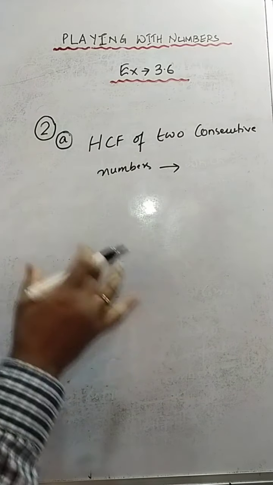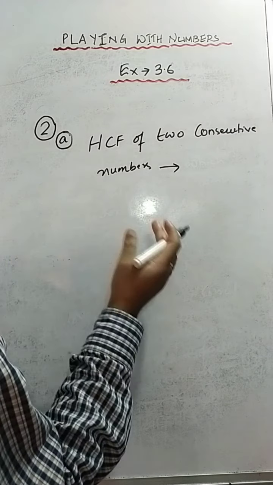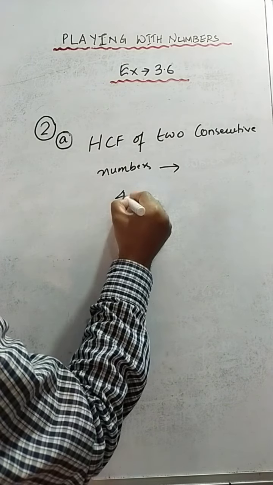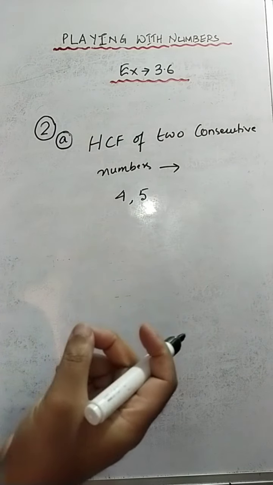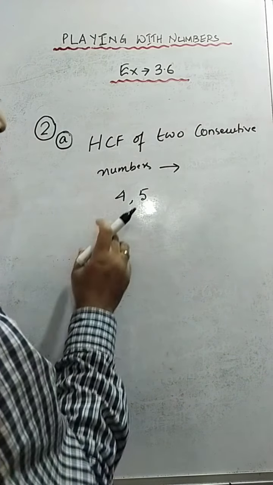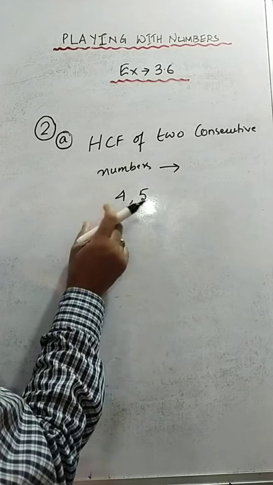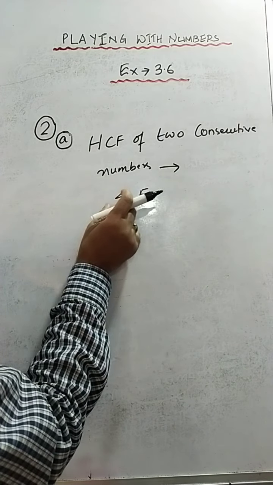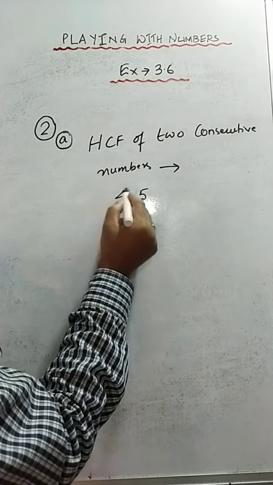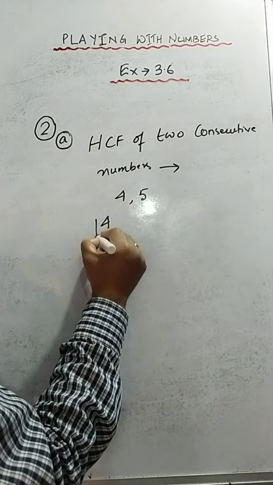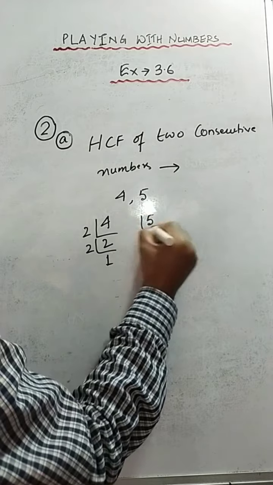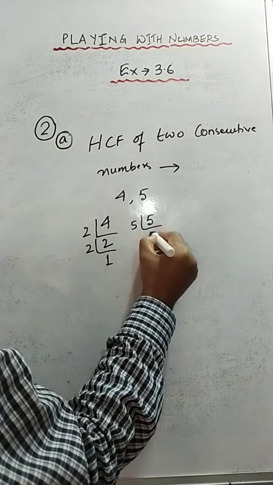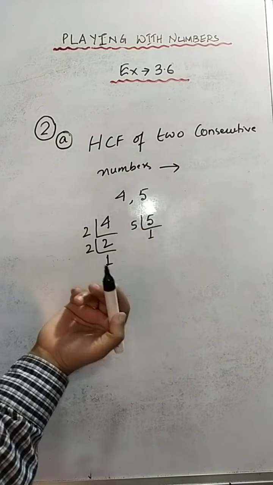It could be anything. So I will take the two consecutive numbers as, suppose, 4 and 5, and we'll check what the HCF is. But how to check the HCF? We learned yesterday that first we have to find the prime factorization of both the numbers. 4 would be 2 2s are 4, 2 1s are 2. And 5 1s are 5, because 5 is a prime number.